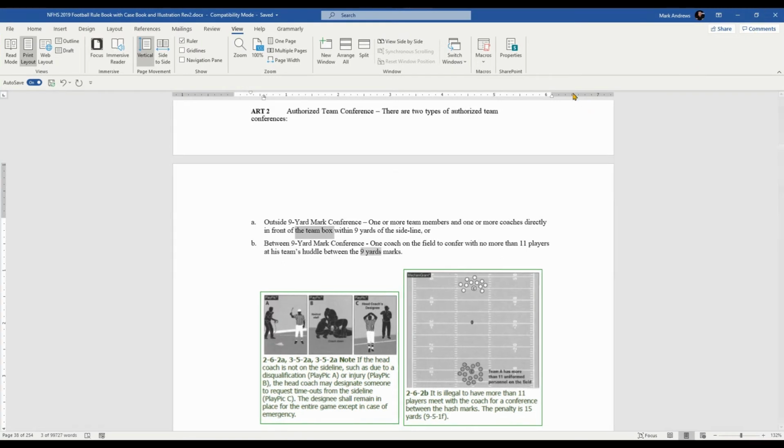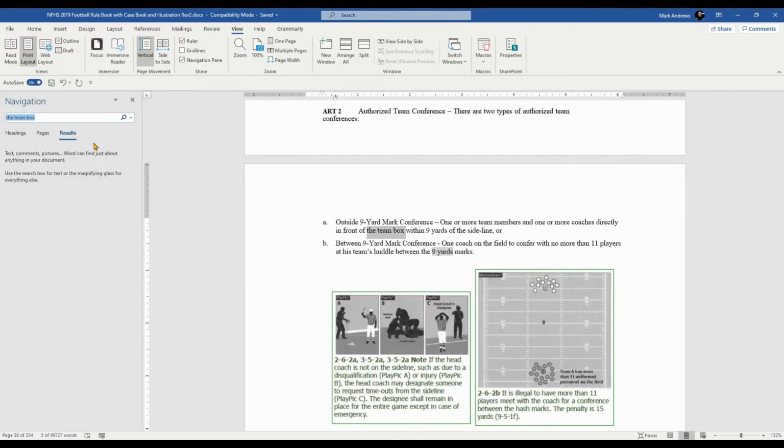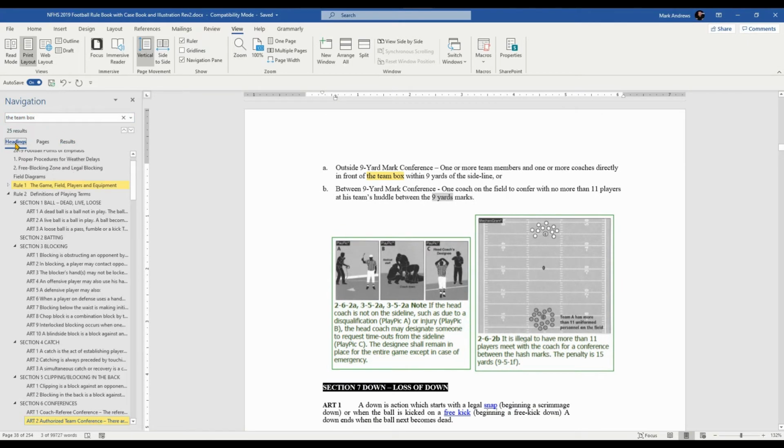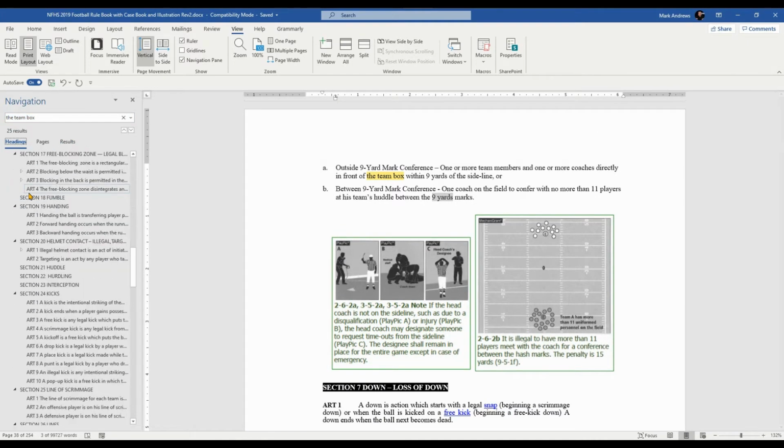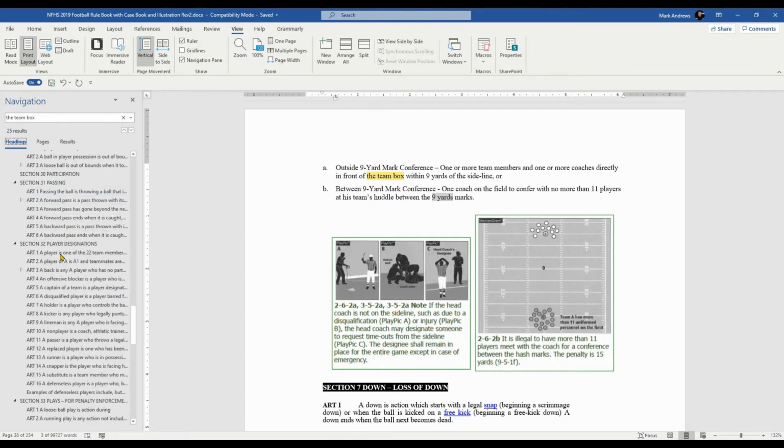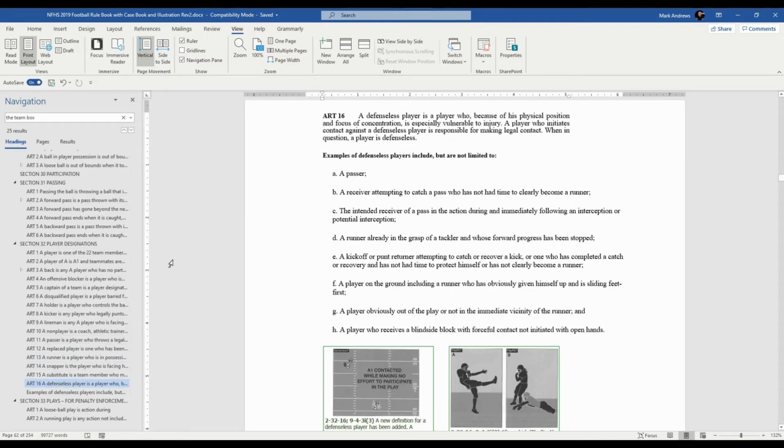So, the first thing you have to understand here is that a receiver in the act of catching the ball or just having missed the ball is considered a defenseless player. So if we go to 232, which I'm 99% sure is the definition of a defenseless player, players and designations. Go down to number 16 here. And we've got a defenseless player.